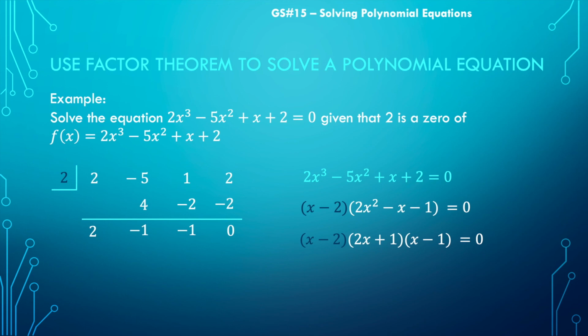When I factor this completely, 2x squared minus x minus 1 factors into 2x plus 1 times x minus 1. And when I set each of my factors equal to 0, I get my solutions: 2, negative 1/2, and positive 1. You can go ahead and check and make sure that those work by substituting these values into that equation. That's how you're going to use the factor theorem to solve a polynomial equation.